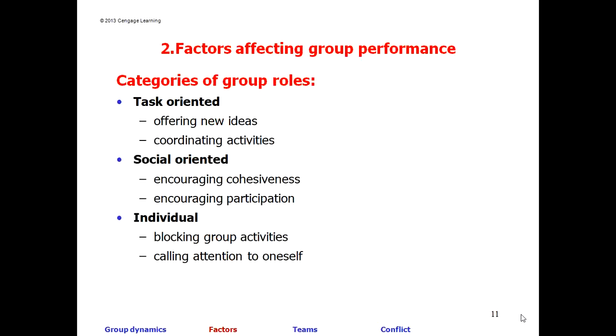Now, the categories of group roles, that is task oriented, social oriented, and individual roles: offering new ideas, coordination activities, encouraging group cohesiveness or encouraging participation, blocking group activities, calling attention to oneself, are the categories of group roles.